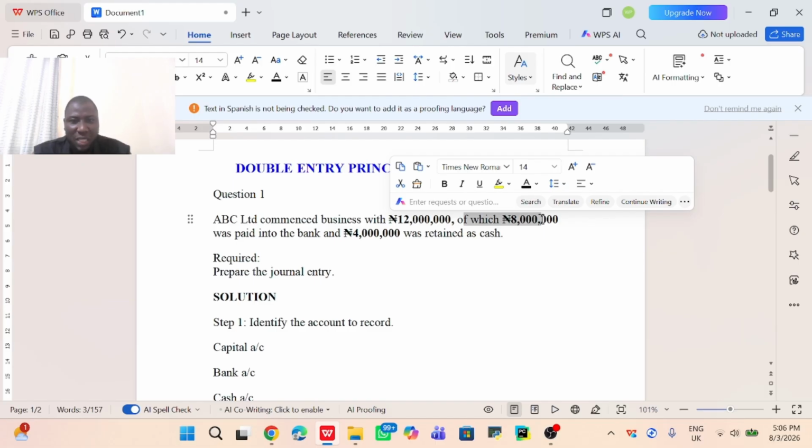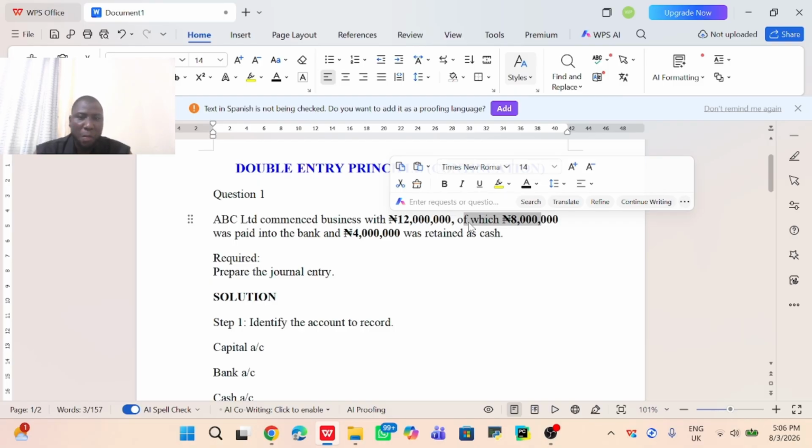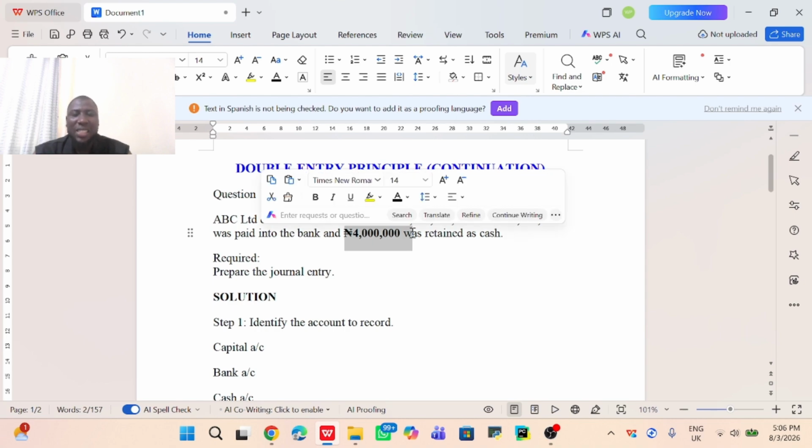Out of that 12 million naira, 8 million naira was paid into the bank. That means the bank received it. If you can remember, in our last class I said, debit the receiver and credit the giver. Now, you receive how much? 8 million naira into our bank. And also, you retain cash. Cash of what? 4 million. That means cash is debited. That means we are going to debit our cash because our cash increases.